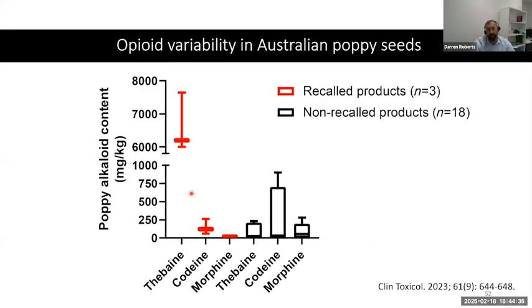This is just looking at how much was in there. So the red relates to the content of thebaine in the recalled products. Look how high it is compared to how low it normally is. And if we compare that to how much, for example, codeine and morphine we normally see in usual products, much lower. And this might interest you. I mean, 1 kilo of poppy seeds can contain 250, 300 milligrams of codeine, or maybe 100 milligrams of morphine, which I think are really quite large amounts people can access from food.